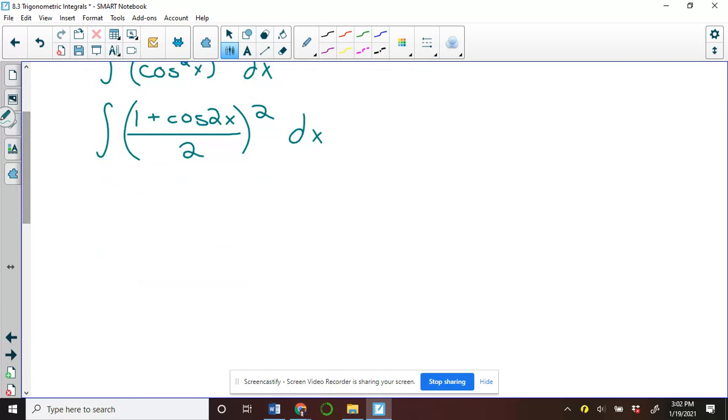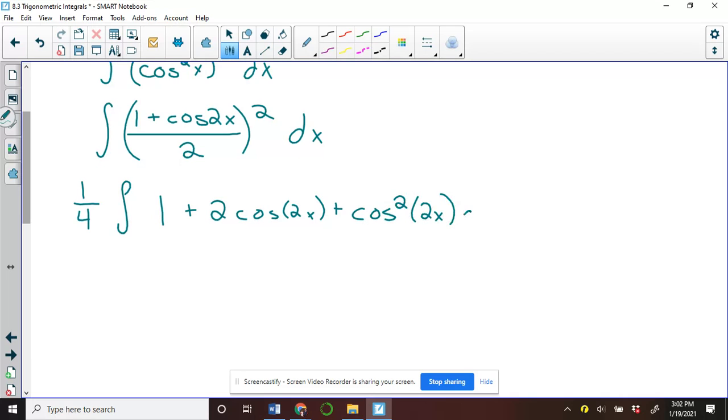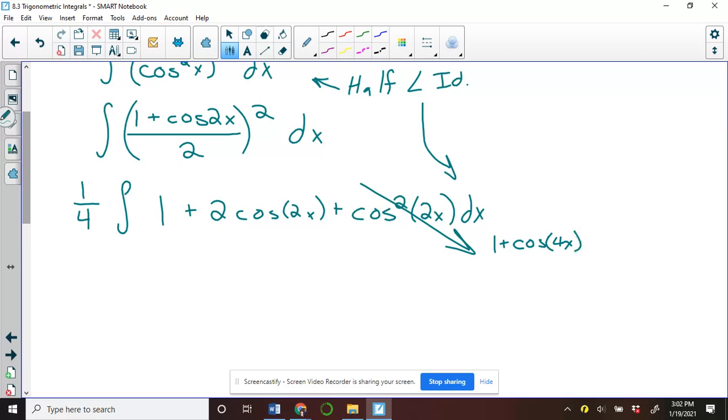This will then allow us to FOIL out our piece, and 1/2 squared is 1/4, so I will put a 1/4 out front of our integral. And that gives us 1 plus 2 cosine of 2x plus cosine squared of 2x dx. Again, I'll put a little note that this was the half angle identity. And we'll do that again down here. So with the half angle identity, this will go to 1 plus cosine of now 4x divided by 2.